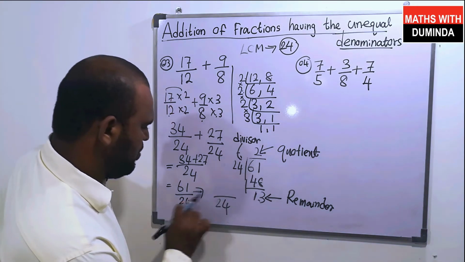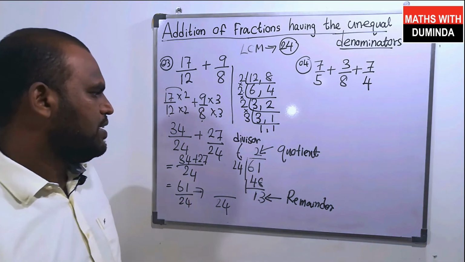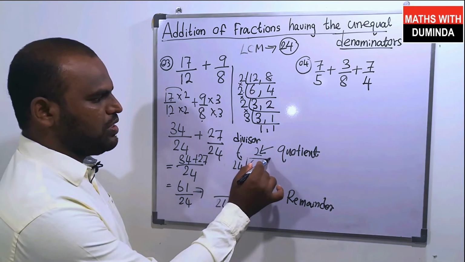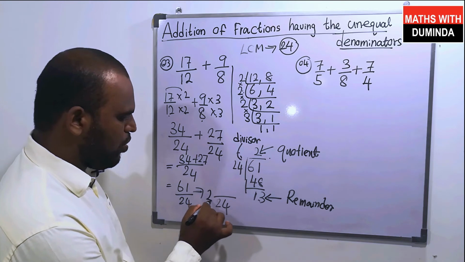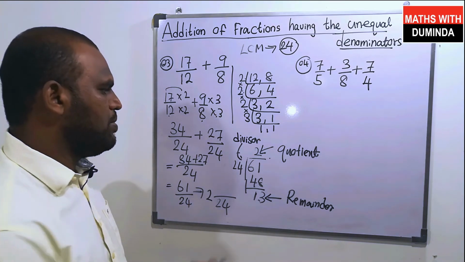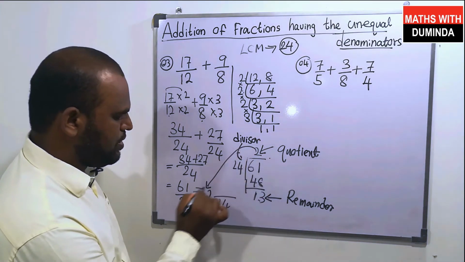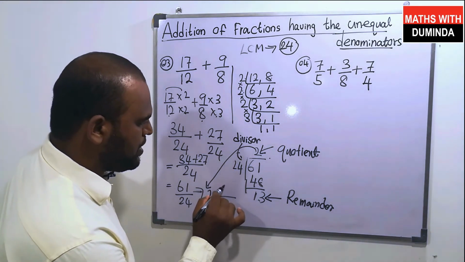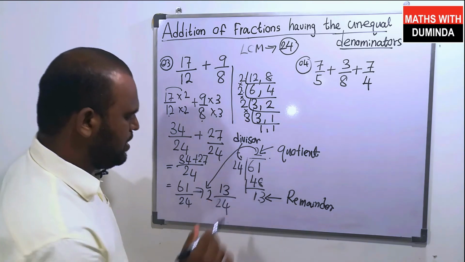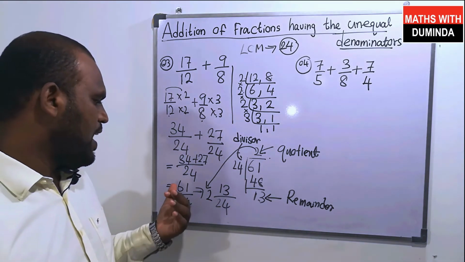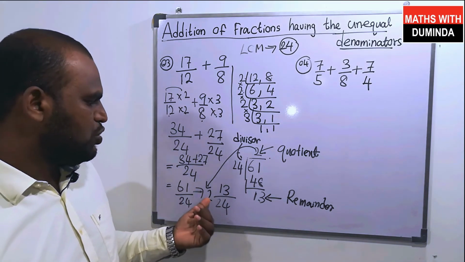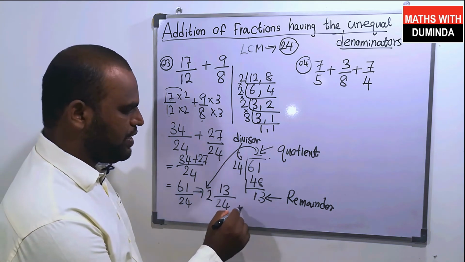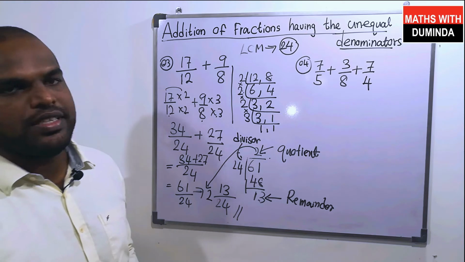Our denominator is 24, right, as it is, and we have divided this number, and so the quotient goes as the whole number part of the mixed number. And the remainder goes to the numerator of this mixed number, which is 13. So when you convert the improper fraction into a mixed fraction, you get 2 and 13 out of 24. That's my final answer. I hope you understand this.